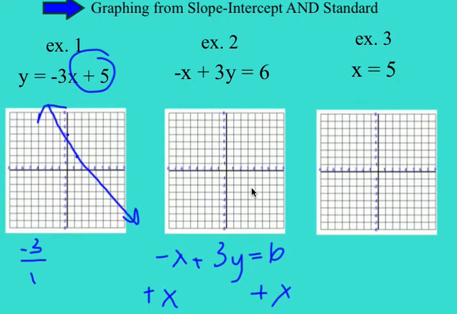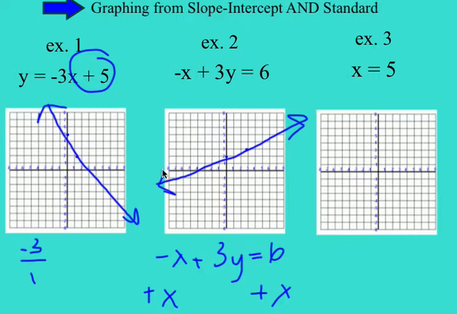So then we're crossing the y-axis at 2, which is right here. And then our slope is 1/3. So from the 2, what we're going to do is we're going to go up 1 and over 3, and we're going to plot that point. So now I'm going to go ahead and connect those two dots.